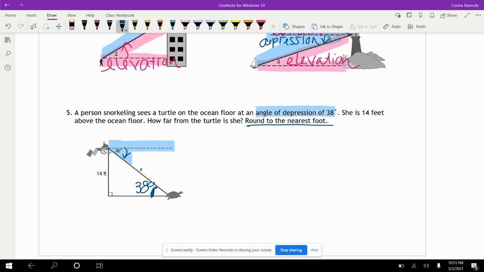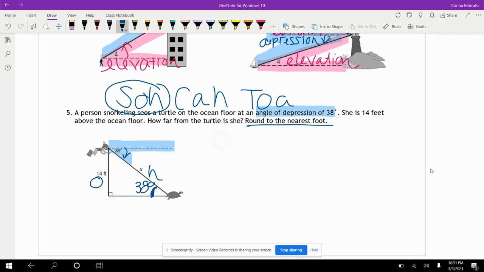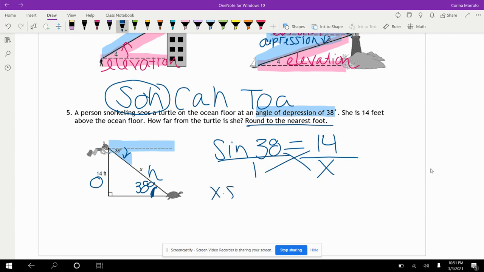Okay, so we're looking for x. X happens to be the hypotenuse of our triangle. They give us 14, which is opposite our angle. So remember, we're going back to SOHCAHTOA. Because we have O and H, that means that we're going to be using the sine function. So it's going to be sine of 38 degrees equals our opposite, which is 14, over our hypotenuse, which we have as x. Okay, we go ahead and put this over 1 and cross multiply. And we get x times sine of 38 equals 1 times 14, which is 14.